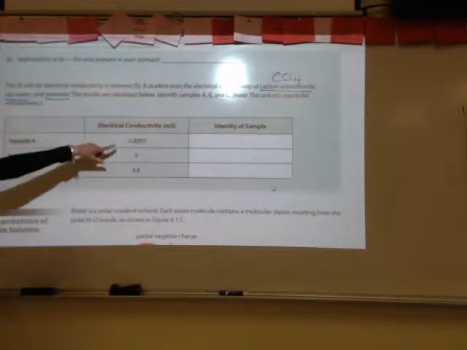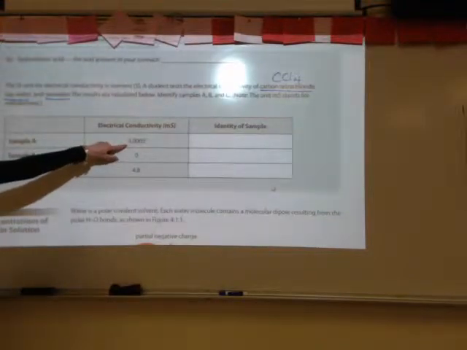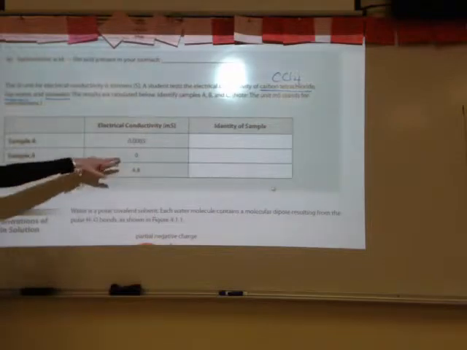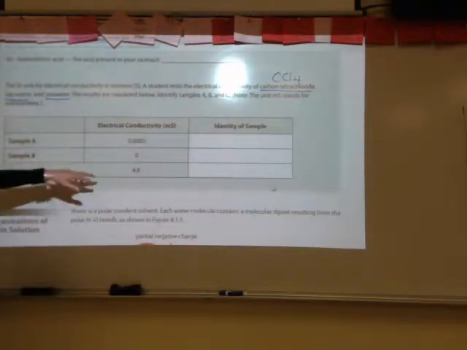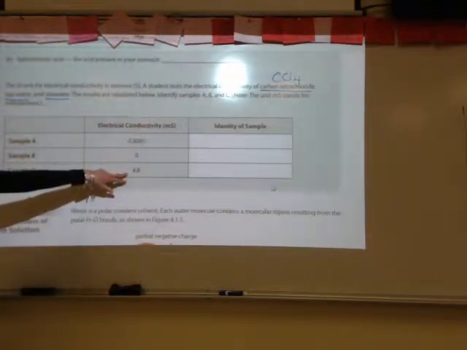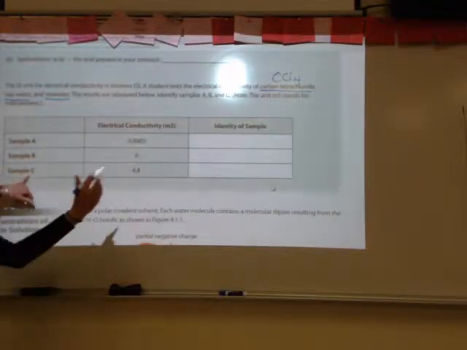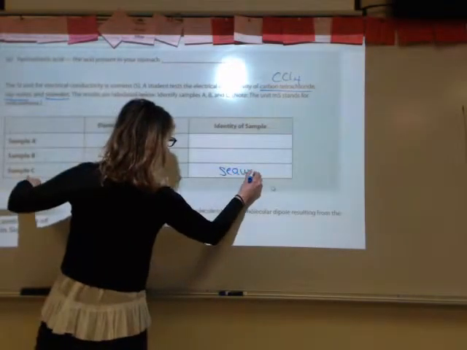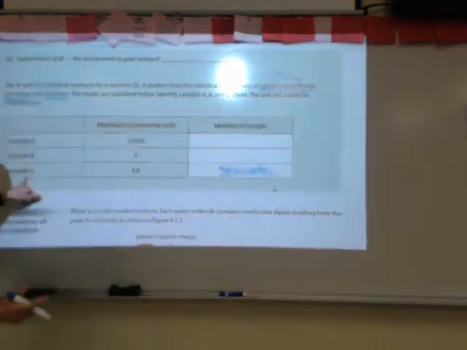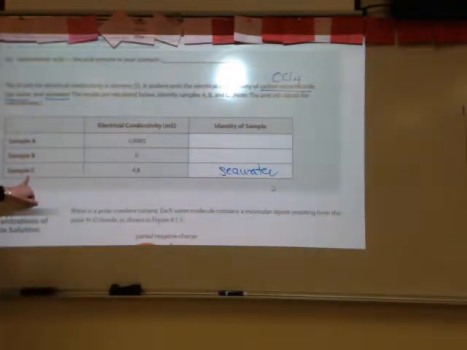Okay, sample A has pretty minimal conductivity. Sample B has none. Sample C has a lot. Which one do you think sample C is? Seawater. Why would you say that? Yeah, because it has salt dissolved in it, and salt is going to produce freely moving ions when dissolved.